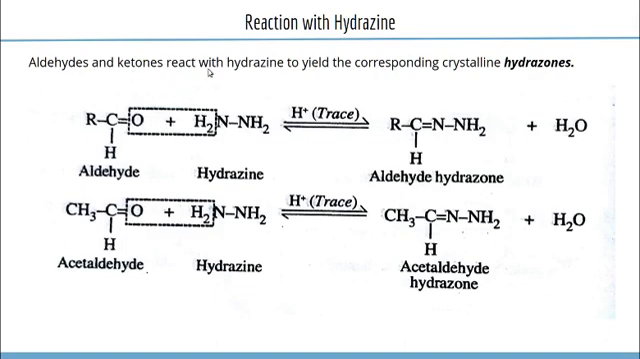Aldehydes and ketones react with hydrazine to yield the corresponding crystalline hydrazones. Final product is hydrazone. So aldehyde on reaction with hydrazine we will get aldehyde hydrazone. For example, acetaldehyde on treating with hydrazine in the presence of a small amount of acid, we will get acetaldehyde hydrazone. That means condensation occurs and a molecule of water is eliminated and we will get acetaldehyde hydrazone.